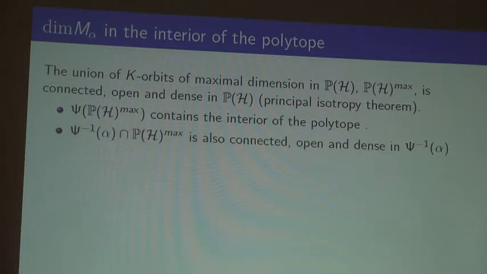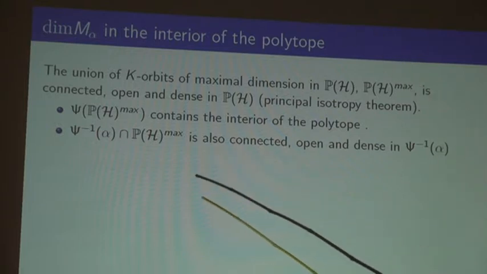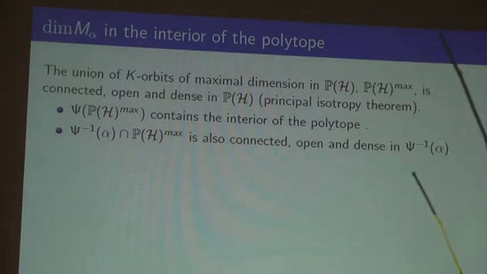And the pre-image of the point from the interior of the polytope, the common part of this pre-image with this union is also connected, open and dense in the pre-image. So it has this. May I say in a few words, which could maybe be clarifying.